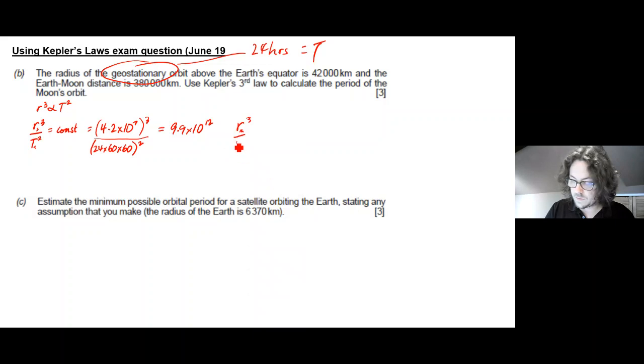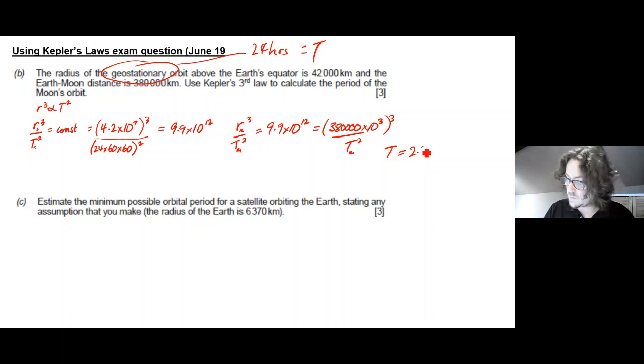So that equals 9.9 times 10 to the 12. And now we can start putting in our other numbers, because we also know that that's equal to 380,000 times 10 to the 3. Not the most elegant standard form here. That's cubed, divided by t squared. Now we don't know what the time period is. That's what we're after.